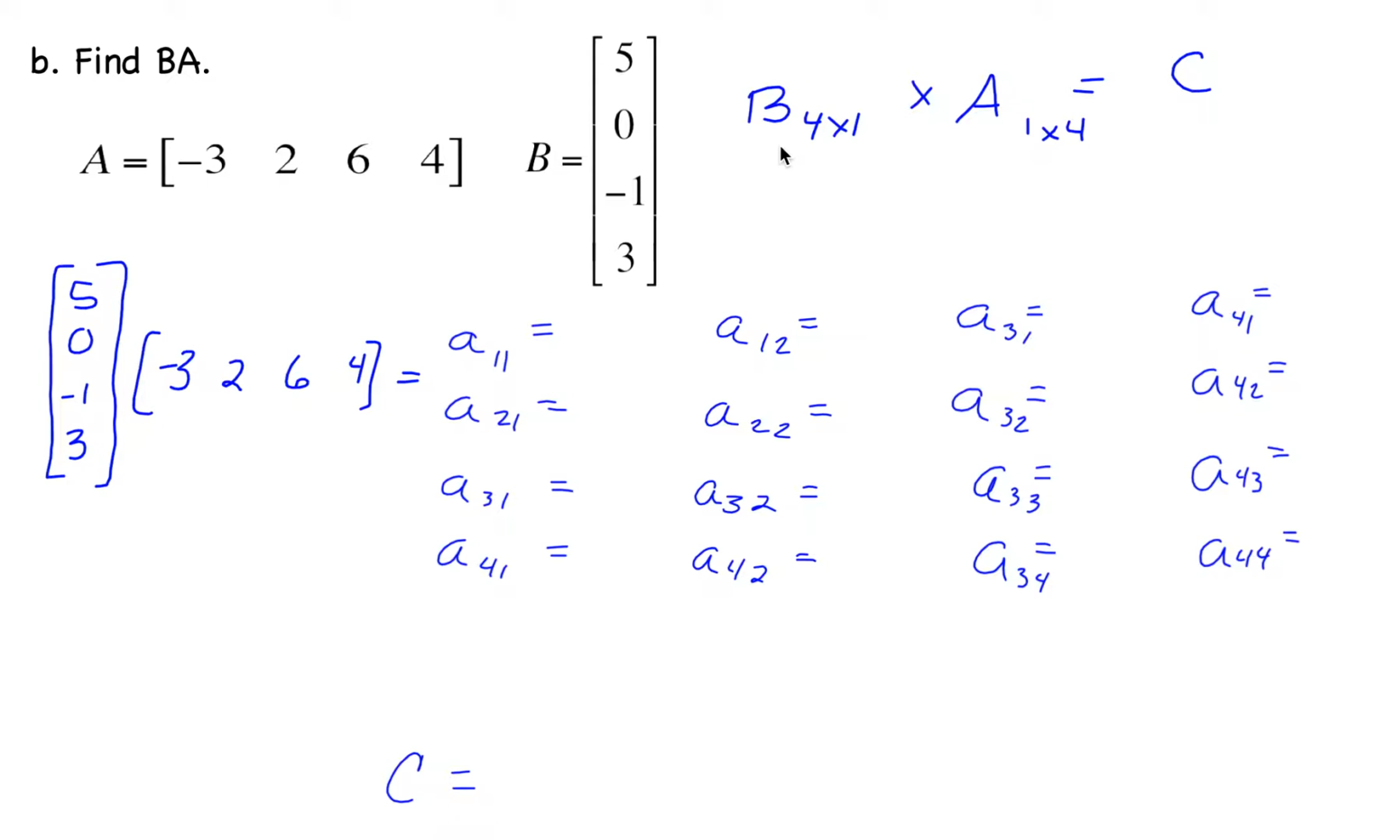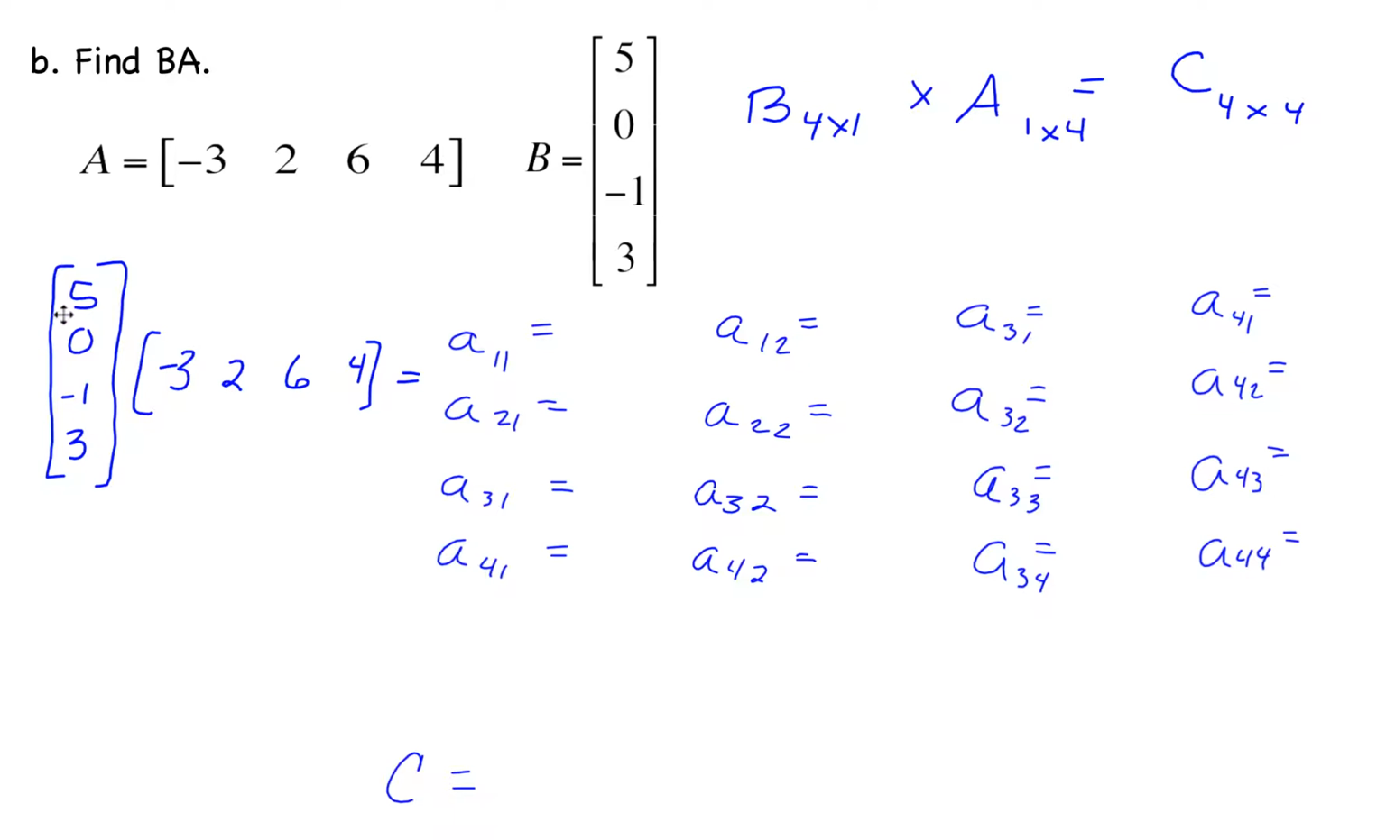So here's a good chance for you to practice this. In this one, we're going to find B times A. So we want B on the left, A on the right. B is 4 by 1, A is 1 by 4. So our resulting matrix will be a 4 by 4 matrix. Okay, it's going to get a lot bigger here. So C will have dimensions 4 by 4.